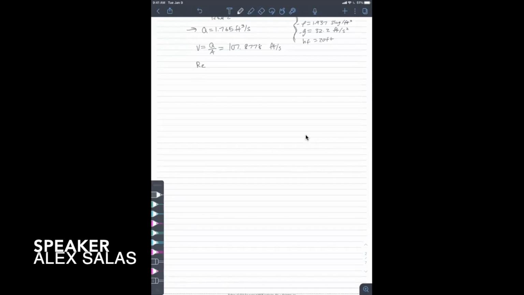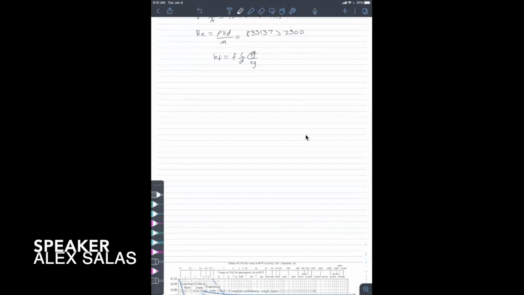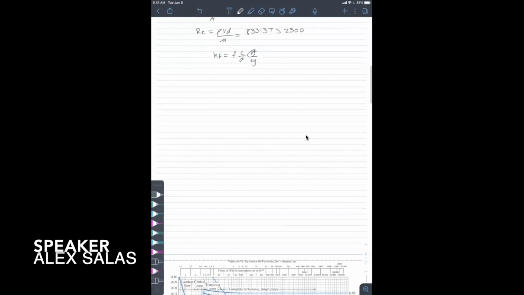And so we plug that into our Reynolds equation, rho v d over mu. Again, all values that we know. And we find that our Reynolds number is going to be 833.137, which is way too big to be considered laminar flow. Therefore, we know that it's turbulent flow. So we use this new head loss equation for turbulent flow, which means there's friction, f L v squared over 2 g D. And so we're going to try and find v this time so that we can calculate the Q based on the v. To find that, we're also going to need f.